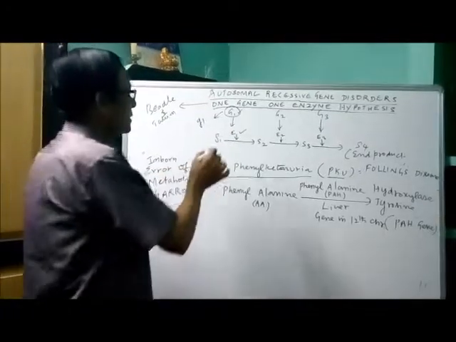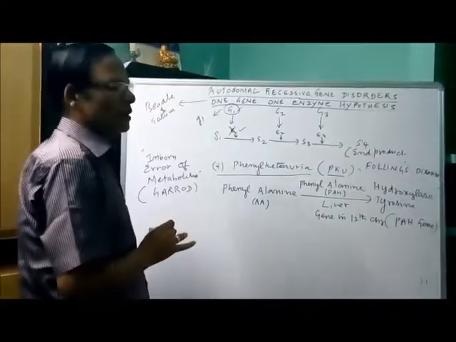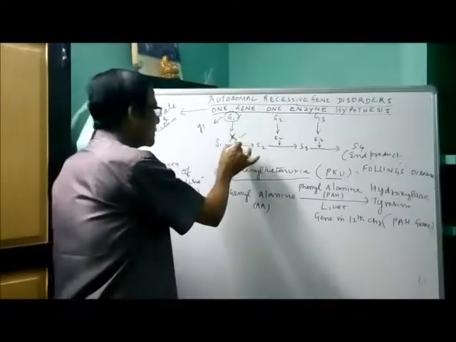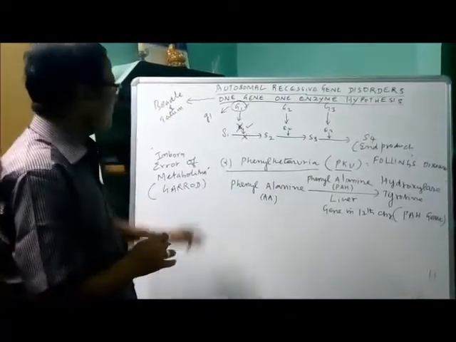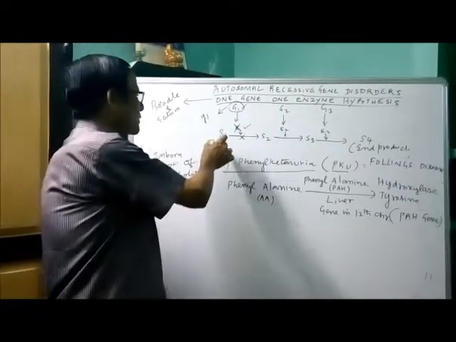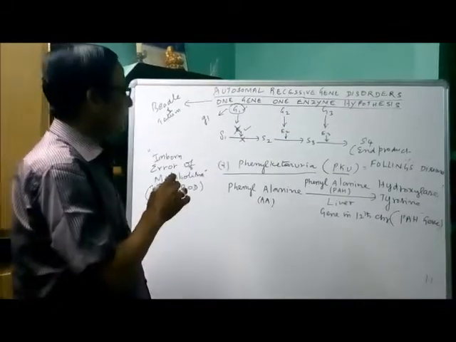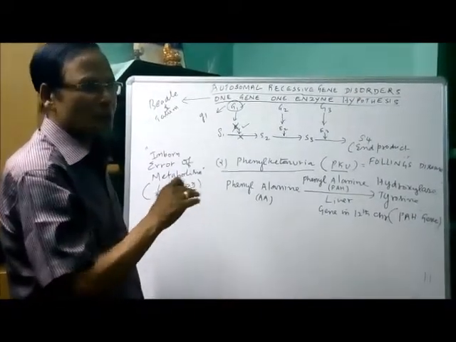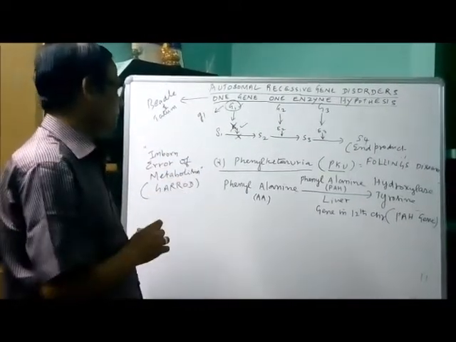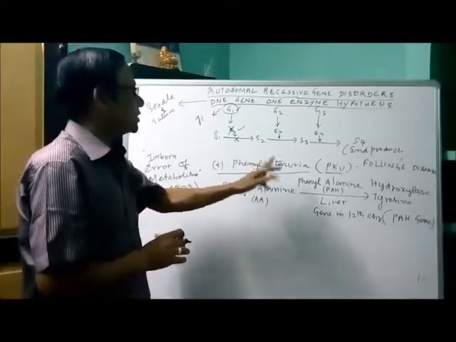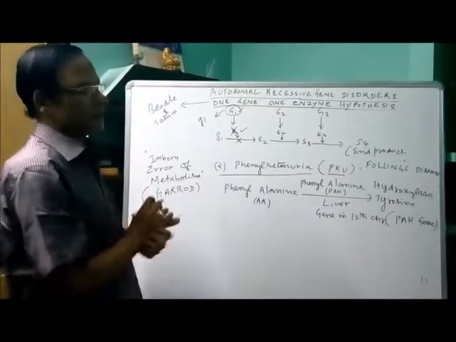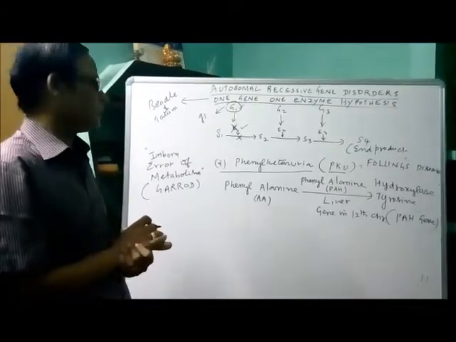So what is happening? There is no production of enzyme E1, or an abnormal enzyme is produced, so that there is no conversion of S1 to S2. This is called a metabolic block. That results in the accumulation of S1, leading to the disorder. So the biosynthetic pathway block, that is called a metabolic block, is due to mutation in a gene, leading to abnormal production of a particular enzyme or absence of the enzyme. That's why it's an example for the one gene, one enzyme hypothesis. This concept was given by Beadle and Tatum.